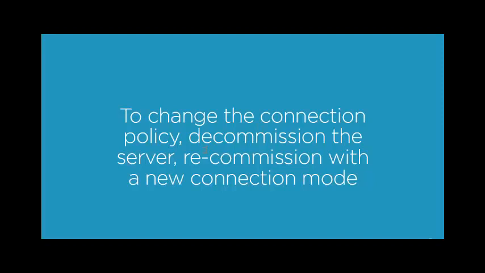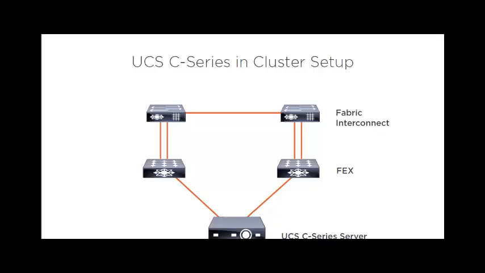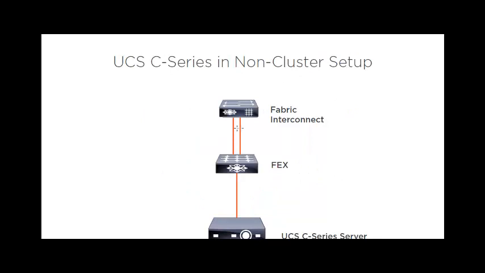Now, this is one way. You have two FEX, meaning Nexus 2000 series, and two fabric interconnects on top. We're using two physical NIC cards from the UCS server. This is one method: C series in a cluster setup. Next, the non-cluster setup. Same 2000 series, only one fabric interconnect. We have a port channel here, and only one link. This is UCS with non-cluster, single.